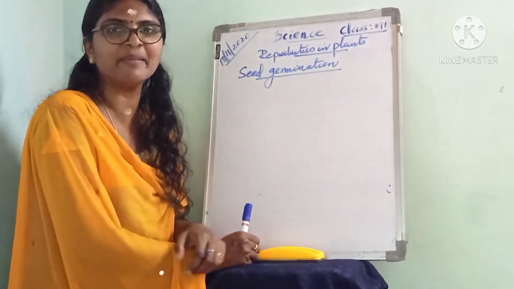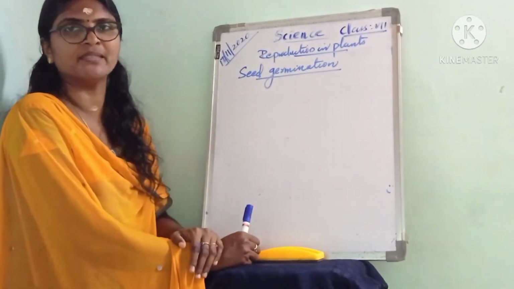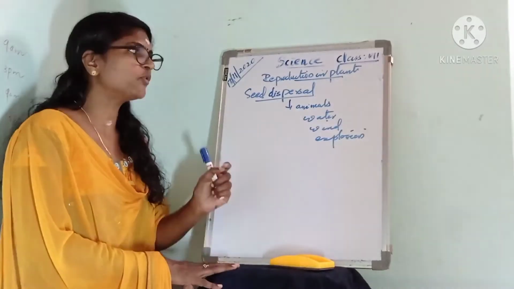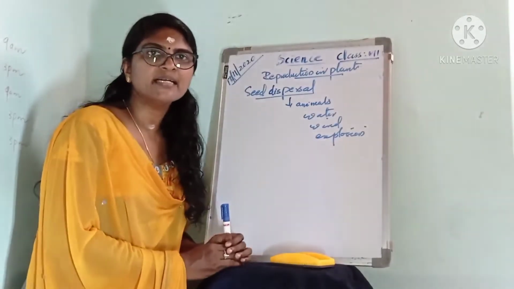When a seed germinates, a new plant is formed. That is about seed germination. Next, about seed dispersal.